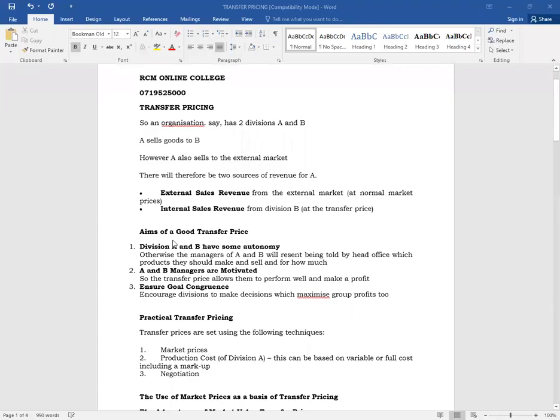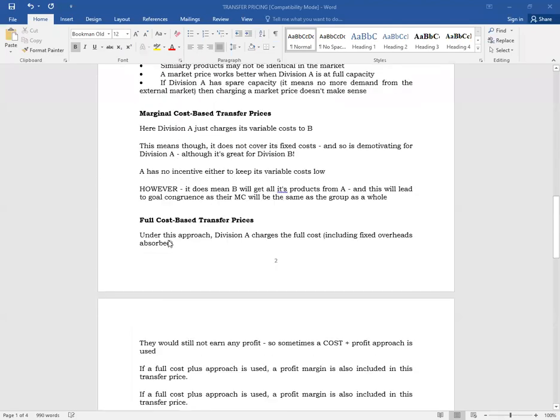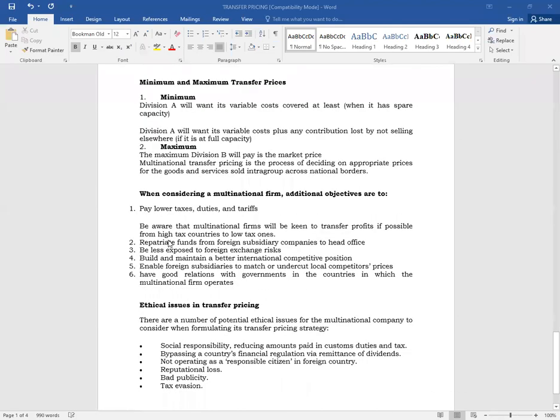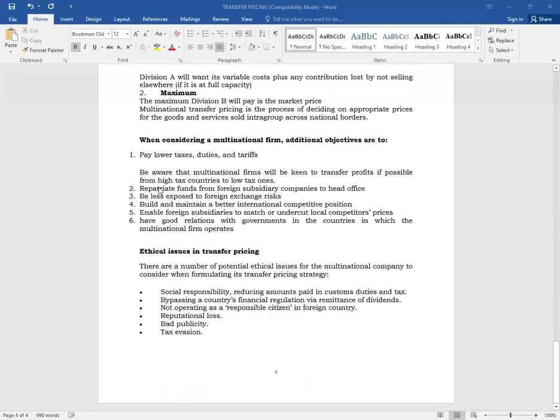Now, if you look at your syllabus, in terms of transfer pricing, these guys would want us to discuss this. When considering a multinational firm, additional objectives are these. Number one, pay lower taxes, duties, and tariffs. Be aware that multinational firms will be keen to transfer profits, if possible, from high tax countries to low tax ones. Number two, to repatriate funds from foreign subsidiaries, companies to the head office.